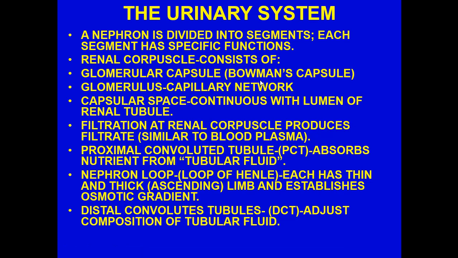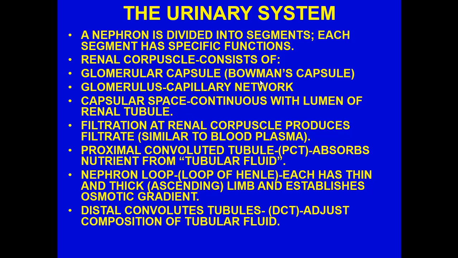Now, a nephron is divided into segments. Each segment has specific functions. So you have the renal corpuscle, which consists of the glomerular capsule, otherwise formerly called, and still called in some books, the Bowman's capsule. You have the glomerulus, which is this little tuft of wrapping capillaries. It's the capillary network. And then you have this capsular space, which is between the glomerulus and the outer edge of the capsule. And the capsular space is continuous with the lumen of the renal tubule.